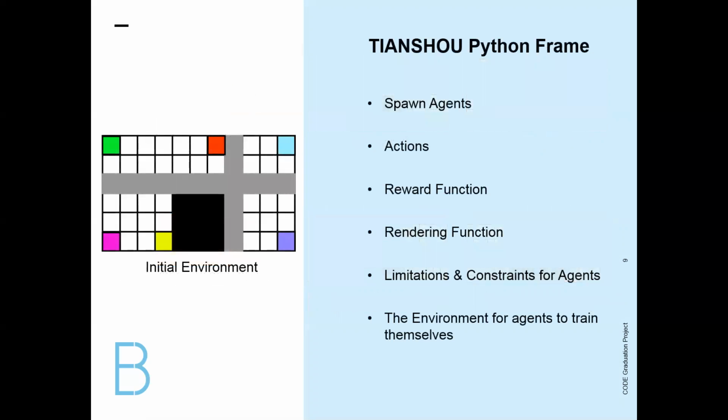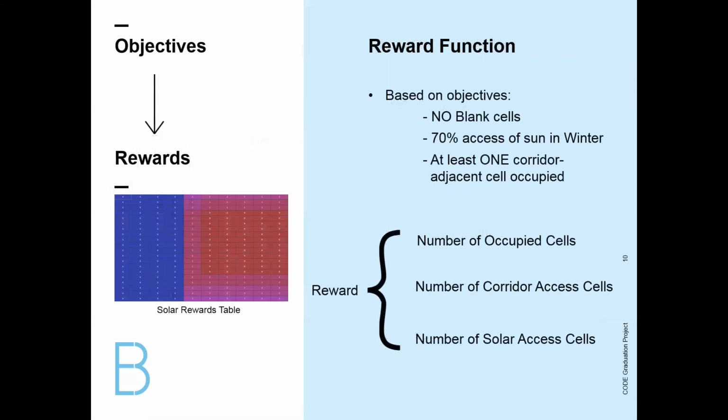So the Tensho framework is where you put all the environments and agents and rewards and rendering and everything together and get ready to train the agents. The rewards function is based off the objectives. So no blank cells, 70% access of sun in winter, and at least 1 corridor adjacent cell occupied.